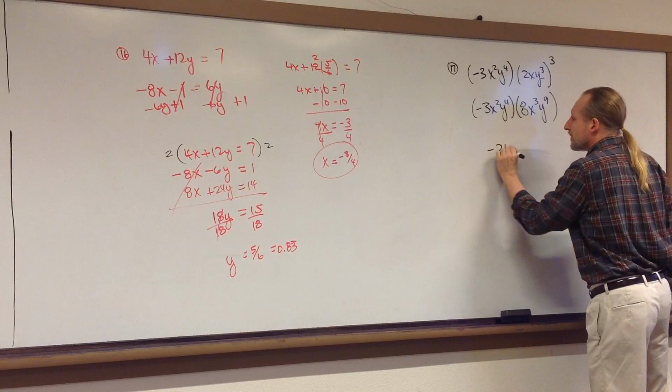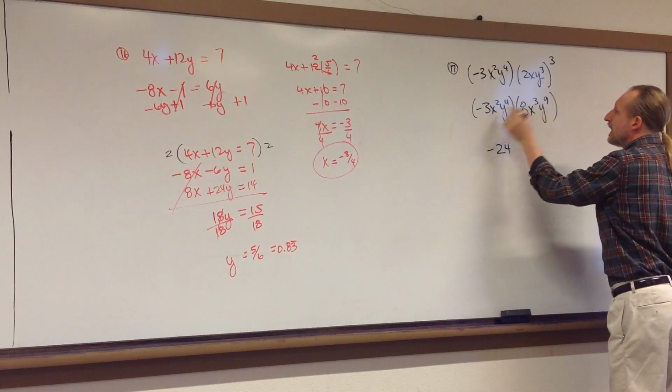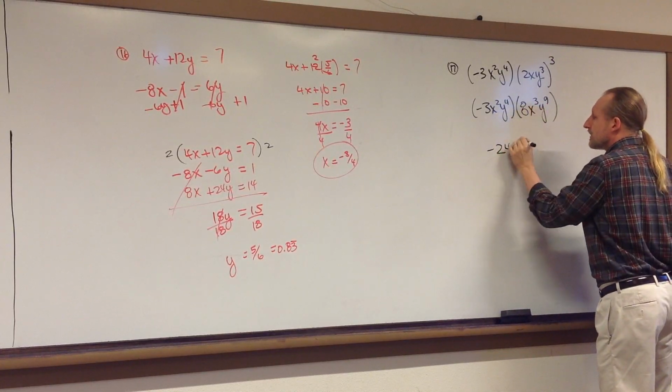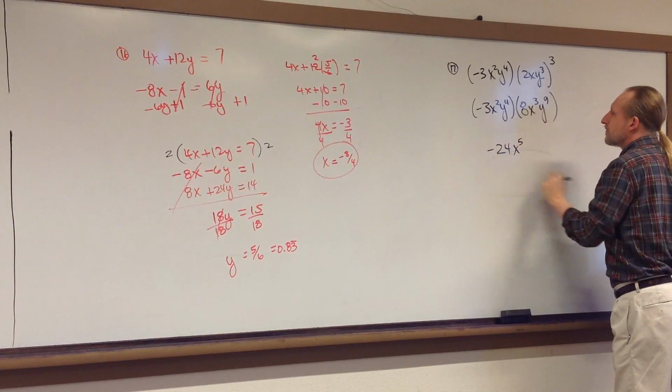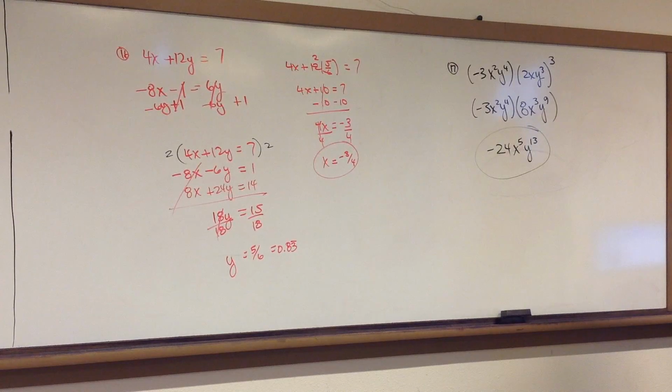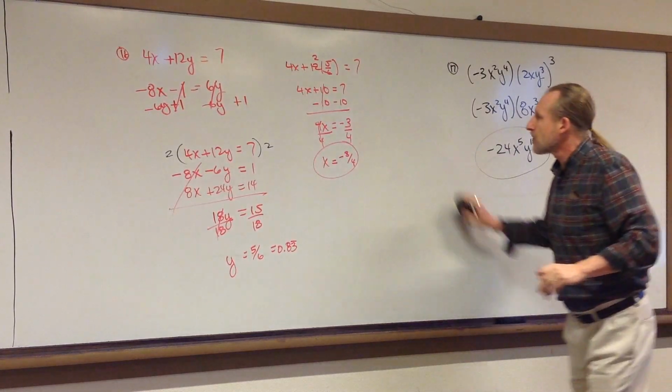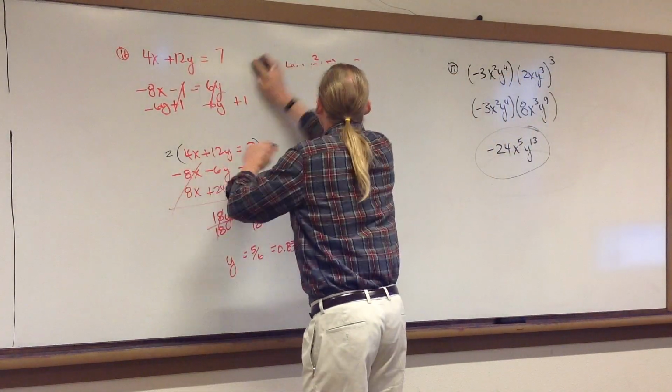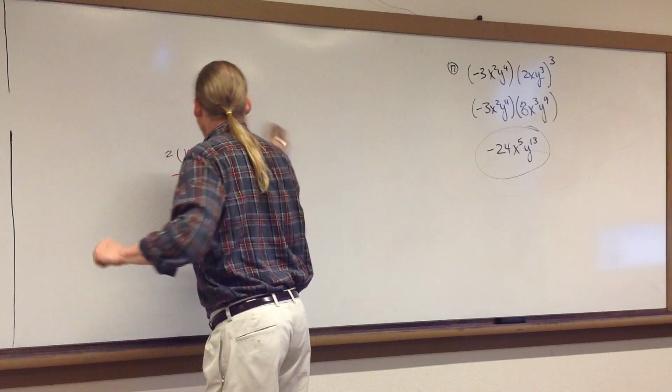Now that we've taken care of that, now we can look at each piece individually. 8 times negative 3, negative 24. x squared times x to the third is x to the 5th. And y to the 4th times y to the 9th makes y to the 13th power. We've got one more of those to do.